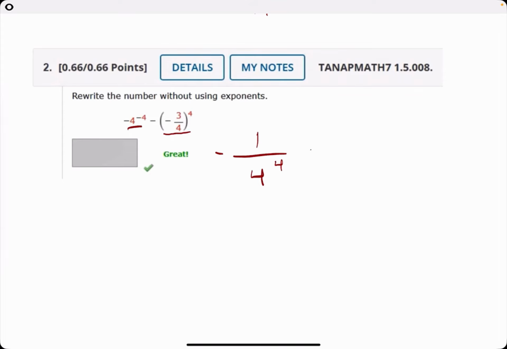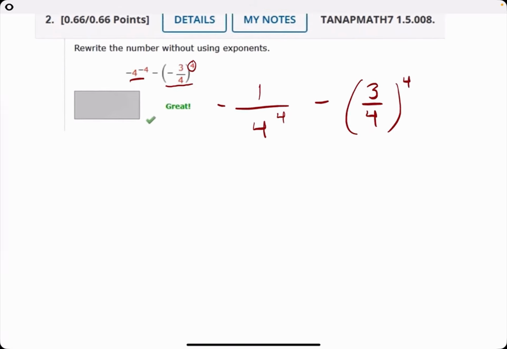I'll go ahead and say that's going to be equivalent to just a positive 3/4 to the 4th. Think about a negative to an even power is going to result in a positive value. So it's going to be whatever the positive version is of 3/4 to the 4th.